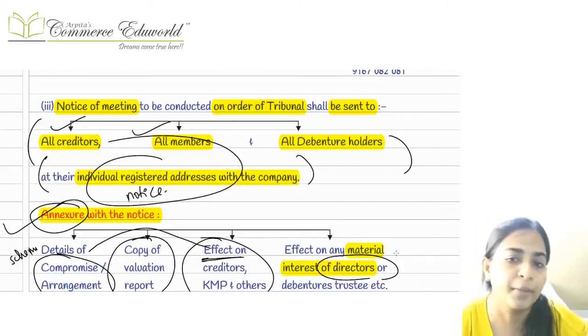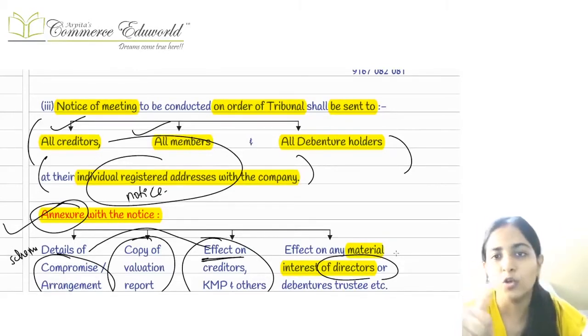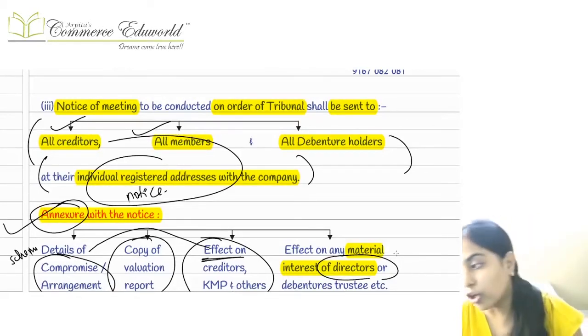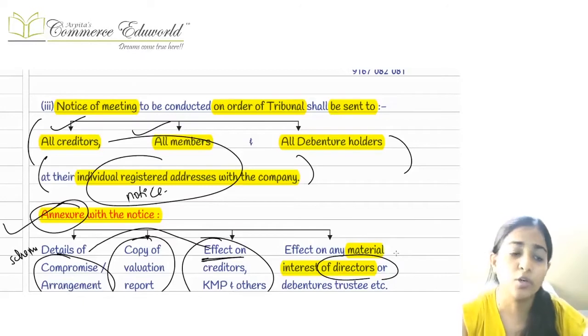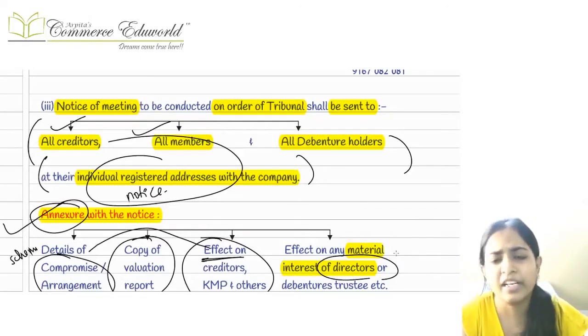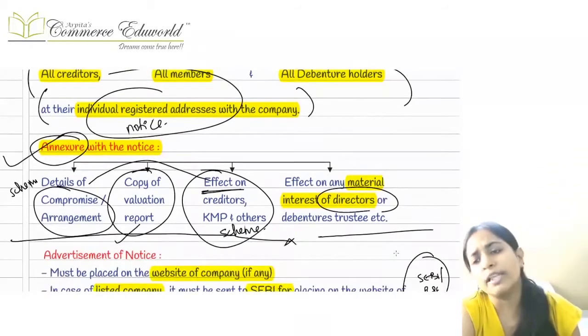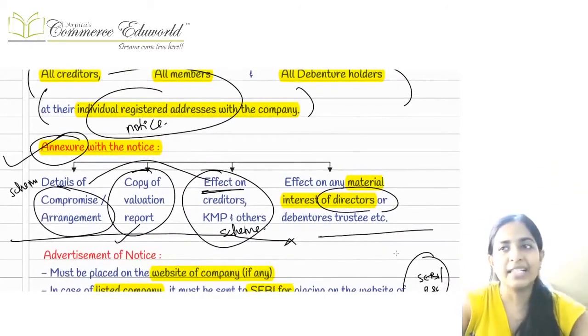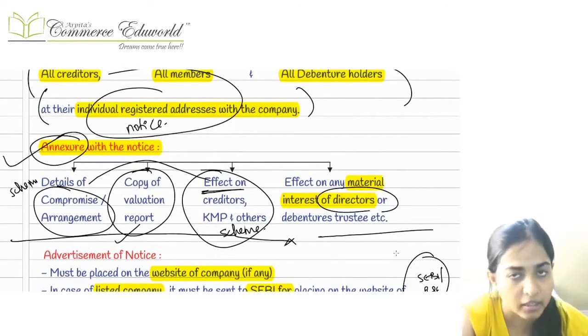If the tribunal agrees, then it will allow you to call the meeting. If you want to call the meeting, you'll have to give notice to every person: the creditors, the shareholders, the debenture holders, all the members. You're going to give them the notice at their individual addresses. Whatever their individual addresses are, you'll have to give the notice.